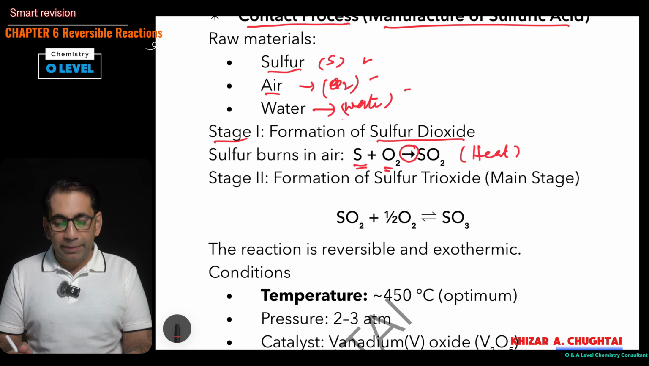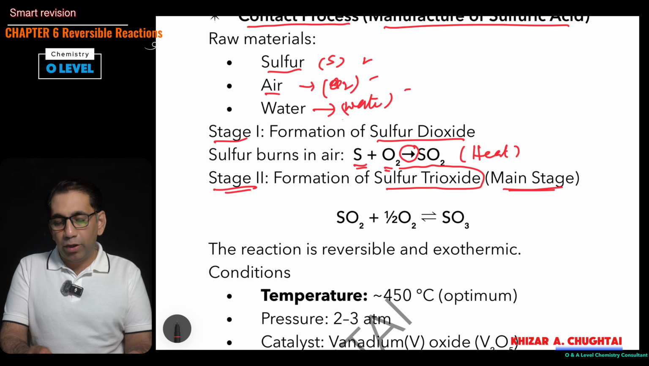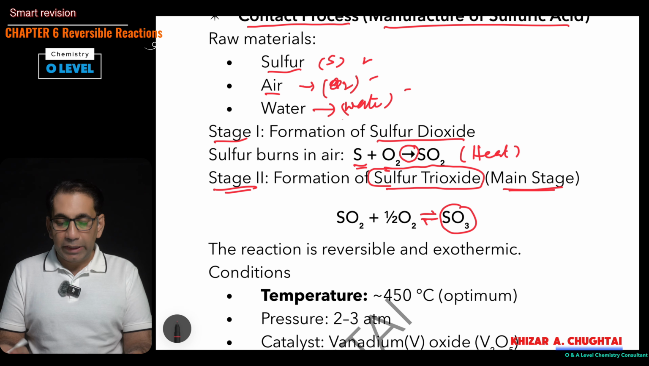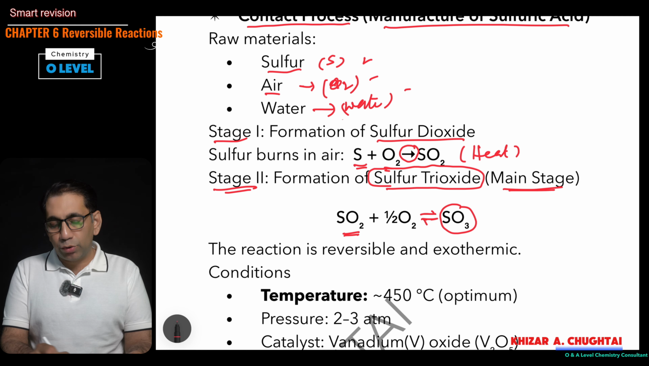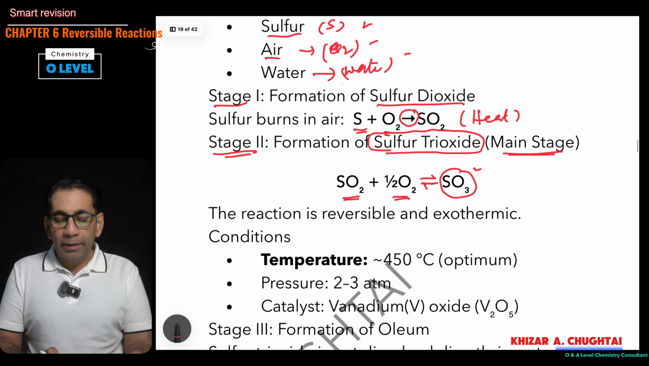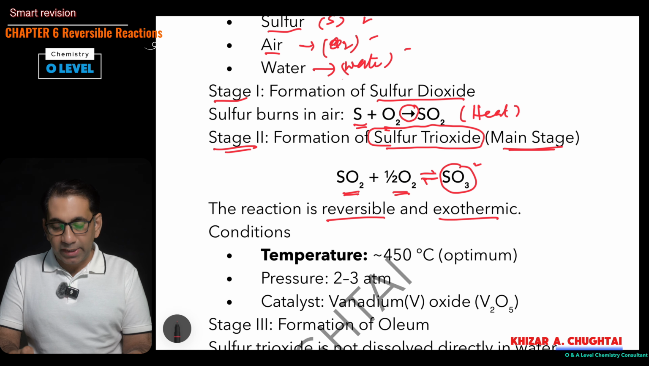So it happens easily. The second stage, a very important stage, is the main stage. Here is the formation of sulfur trioxide, SO3, and you can see that this is a reversible reaction. All reversible reactions are going to have a poor yield, and the same is the case here. SO2 is allowed to react with oxygen to make the next level oxide, SO3. But it is a reversible reaction, as well as an exothermic reaction. The forward reaction is exothermic.